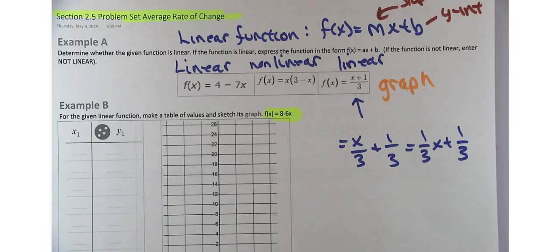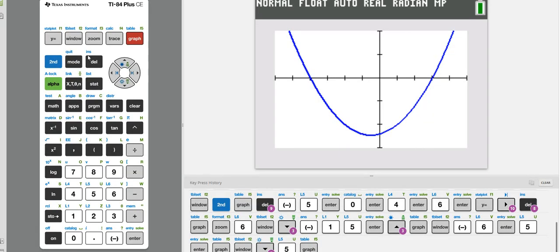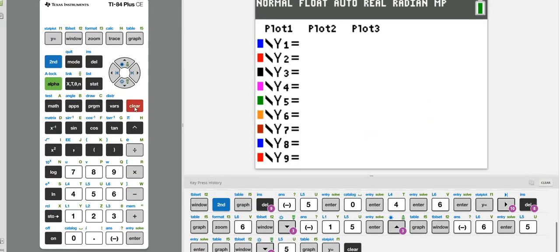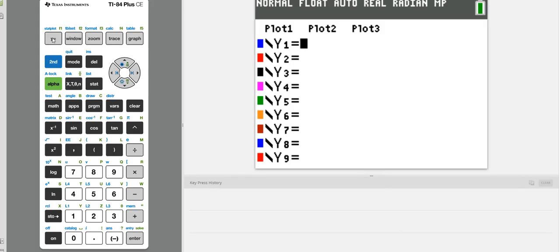Okay, let's do a few more. Something like you might see on WebAssign would be to ask you to graph something. You can do that by filling out a table of values. Now, depending on the function, depending on how many things I've got to evaluate, at some point I just get bored. I'm not putting in all those things and doing it by hand. So let me remind you that your graphing calculator can help. So I'm going to put in the function 8 minus 6x into my graphing calculator. So let's clear out the key history so that you can follow along. Start by hitting y equals 8 minus 6x.